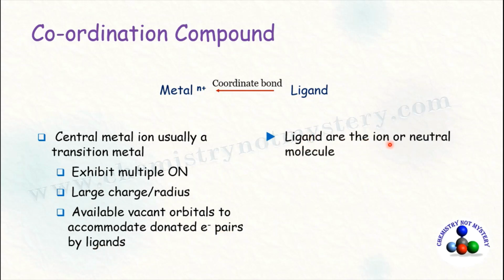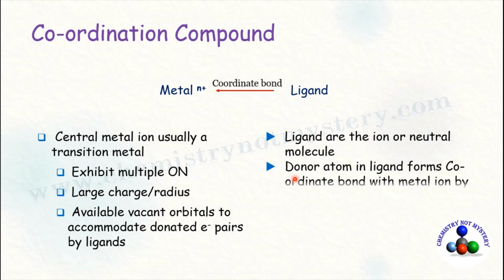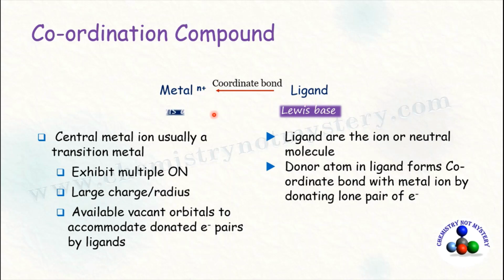And ligands are ions or neutral molecules. The donor atom in a ligand forms a coordinate bond with the metal ion by donating a lone pair of electrons. As they are lone pair donors, they act as Lewis bases. And as the metal accepts a lone pair of electrons from the ligand, it acts as a Lewis acid. Let's explore more about ligands.